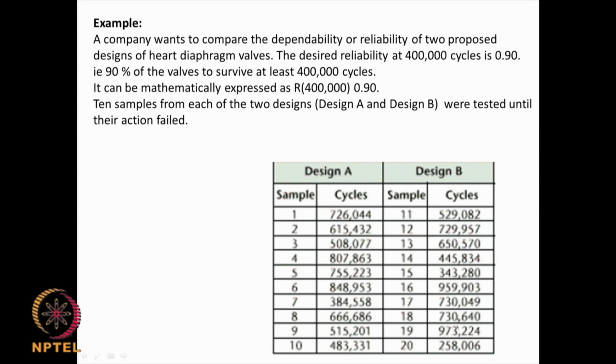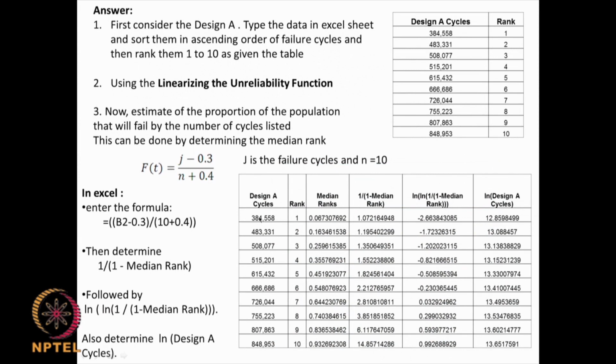So, you arrange them in ascending order. This will come as 1, then this will come as 2, this will come as 3, and so on, and this will come as 10. Once you arrange them, then you calculate the median ranks. This will remain the same. So, 1 divided by 1 minus median rank will also remain the same. The only thing is the ln of design cycles will have different sets of numbers.